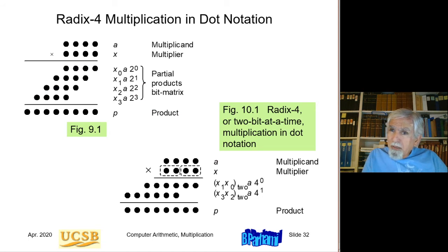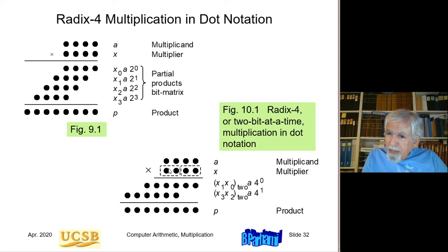So here is radix 4 multiplication in dot notation. At the top, you see the original 4x4-bit multiplication. When we do that multiplication in radix 4, basically what we do, we take 2 bits of x, which collectively represent the radix 4 digit, and multiply them by a to get this partial product. Notice that it is 1 radix 4 digit wider than a.